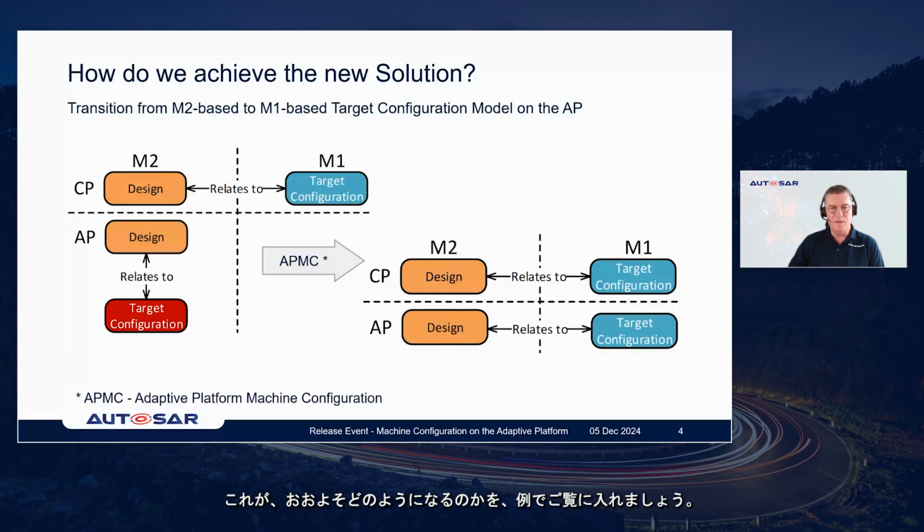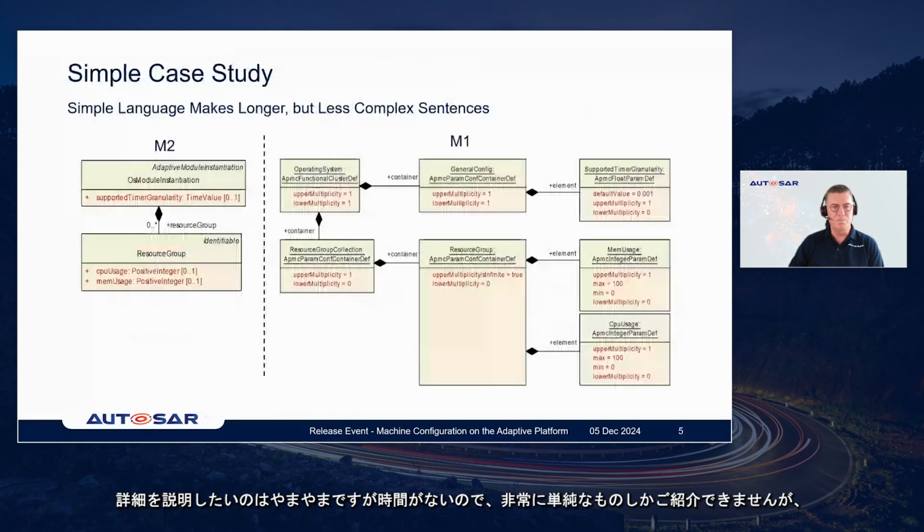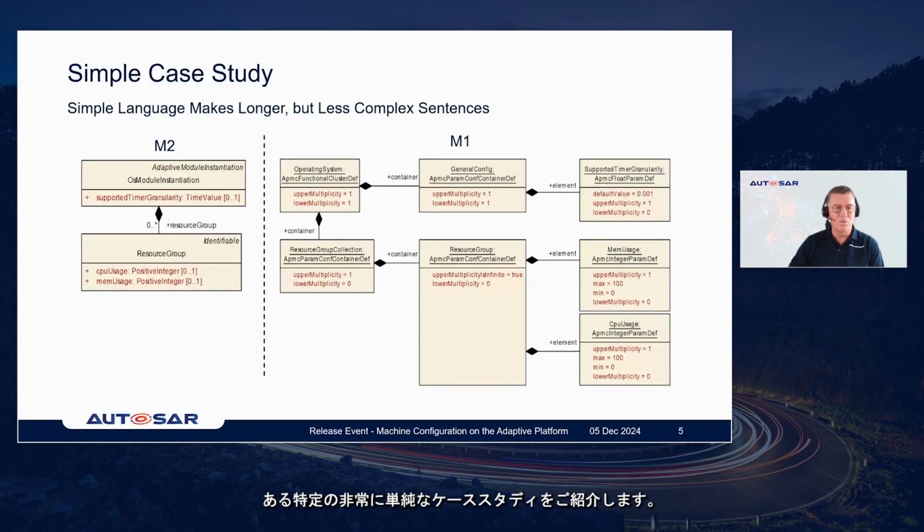Let me give you an example of how this looks in a specific, albeit very simple case study. It has to be simple because time is limited, and I can't go into as many details as I would like to. But here on the left side, you can see a specific model relation on the M2 level. You can see that all the roles are placed directly into this diagram. If you want to change anything here, this would directly end up in the schema. It's a very complex modeling that certainly has some value.